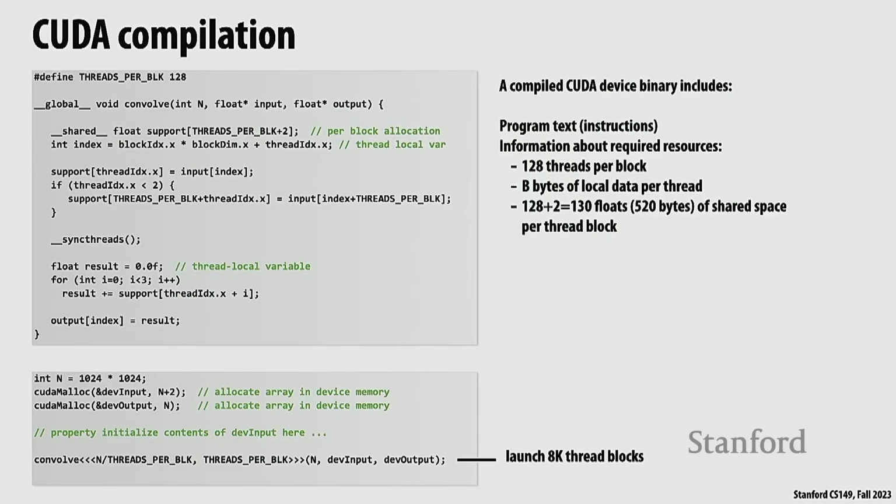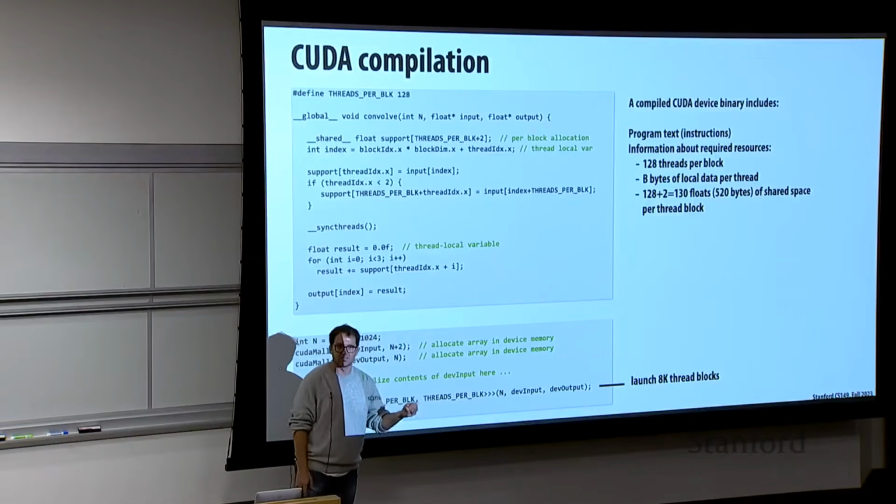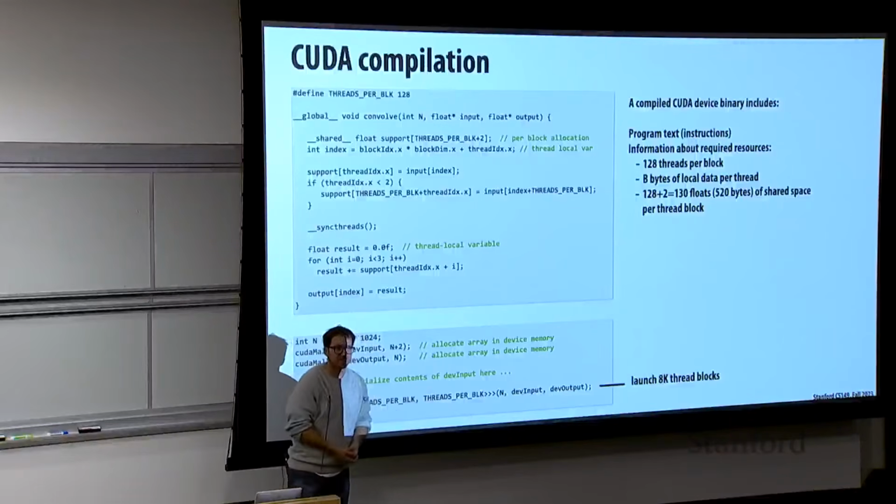All right, so now let's talk about implementation. Here's our program again, host CPU code, device code. And when I compile this device code, I not only get the instruction stream, but I also have a little bit of metadata about what it requires to run. It says I need 128 threads per block, because that's what the programmer asserted I needed. It also says that with 128 threads per block, the shared allocation is 130 elements wide, so I know that I need 130 floats, 520 bytes of storage, in order to actually run this thing.